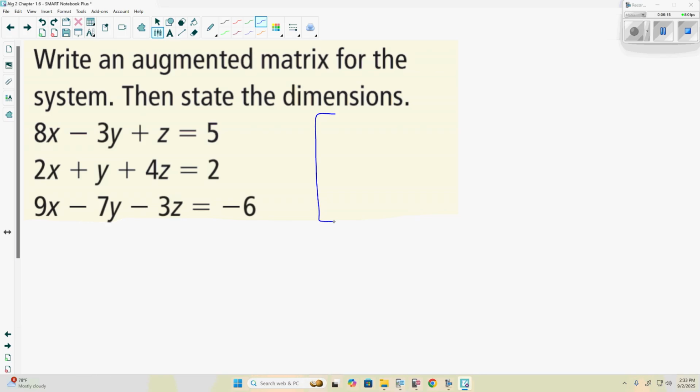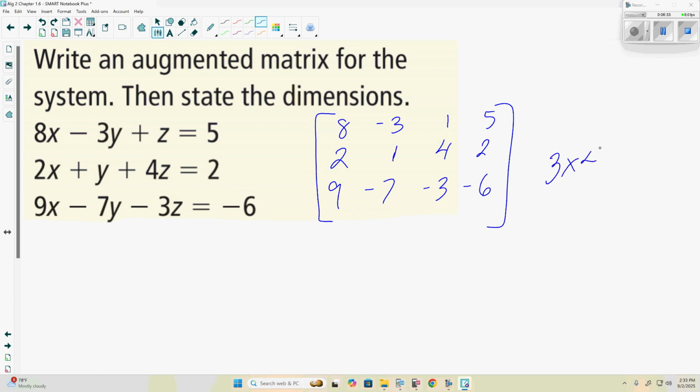So what would we do first? 8, negative 3, 1, 5. Second equation, 2, 1, 4, 2. And this would be a 3 by 4. Questions on this here?